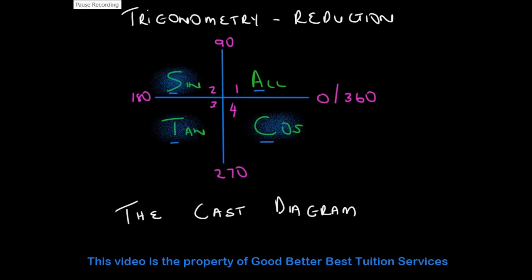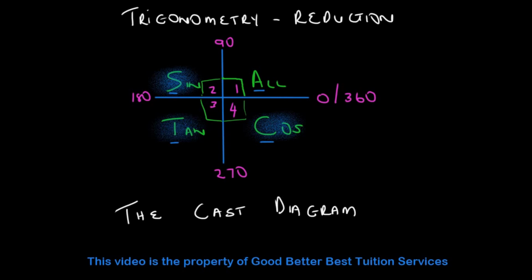In addition to knowing where the ratios are positive and negative, we also need to be able to identify the various quadrants. So the first quadrant is from 0 to 90 degrees. So that there is regarded as the first quadrant. The second quadrant is from 90 to 180 degrees. The third quadrant is 180 to 270 degrees. And then the fourth quadrant is 270 to 360 degrees. You can see that we are adding 90 degrees each time.